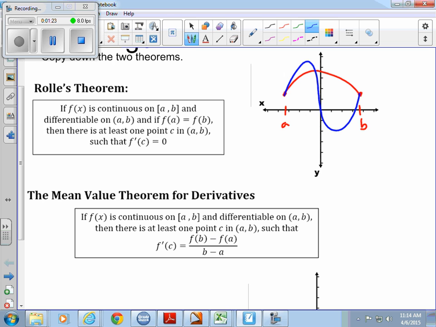The average rate of change between f of a and f of b was 0. Right? There was no change. If the average rate of change is 0 somewhere, the instantaneous rate of change has to be 0. That's what Rolle's theorem says. Any questions about Rolle's theorem?